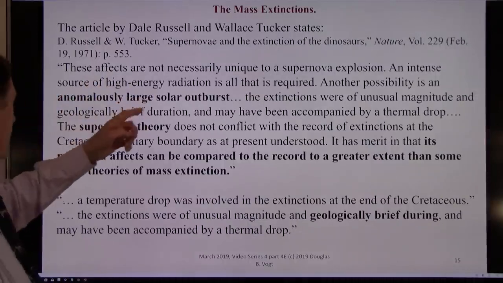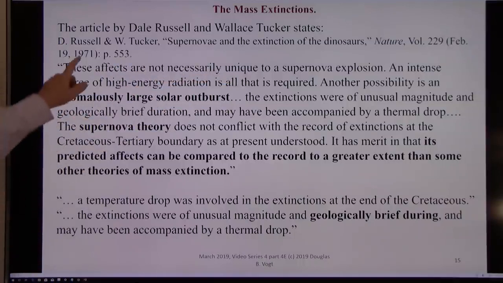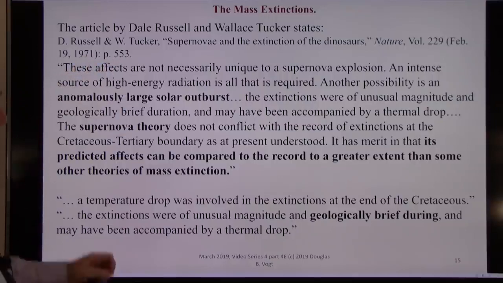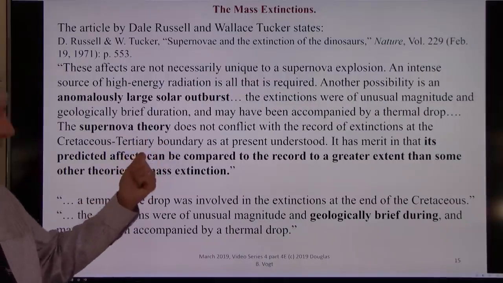The article by Dale Russell, here's his reference there, Nature, volume 229, February 71. By then, they already had some of the samples back from the moon. Page 553. Supernova and the extinction of the dinosaurs. These artifacts are not necessarily unique to a supernova explosion. An intense source of high energy radiation is all that is required. Another possibility is an abnormally large solar outburst. He must have been communicating with Thomas Gold, who did figure it out.